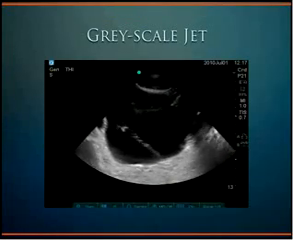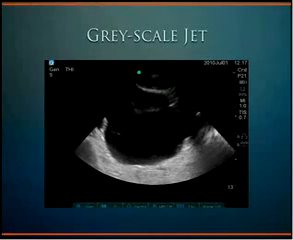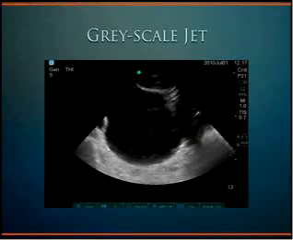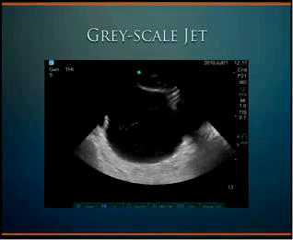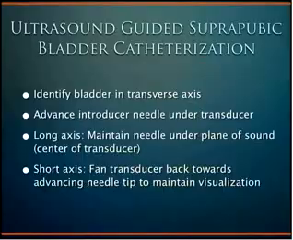Sometimes if you overgain the image, you can actually see the grayscale of the jet firing along in the posterior bladder wall. Periodically, we can see the ureter contract and the grayscale flow of the urine posteriorly through the bladder wall.